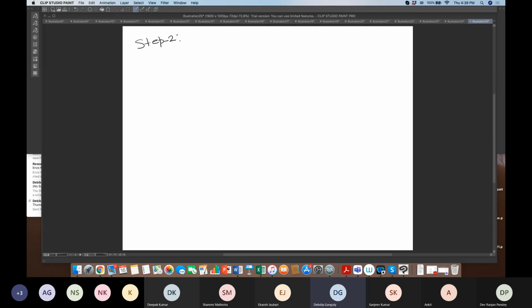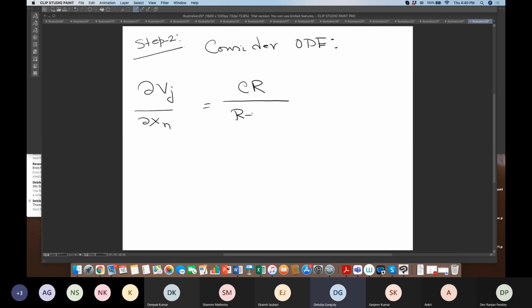Prove this. Step 2. Consider a system of PDE, sorry, ODE: del Vj by del Xn equals CR times something over R minus Xi, i equal to 1 to n minus 1, and minus summation Vi, i equal to 1 to m, times del Vk by del Xi.